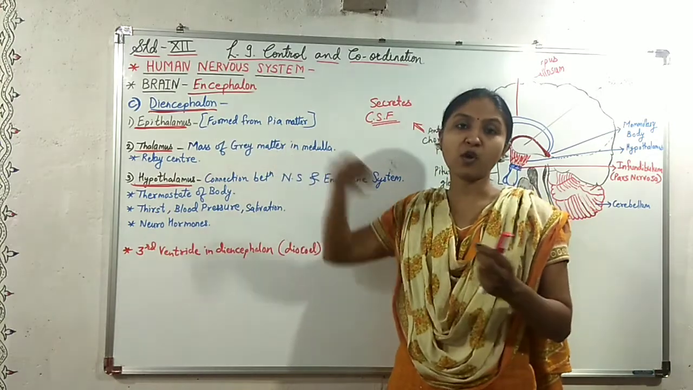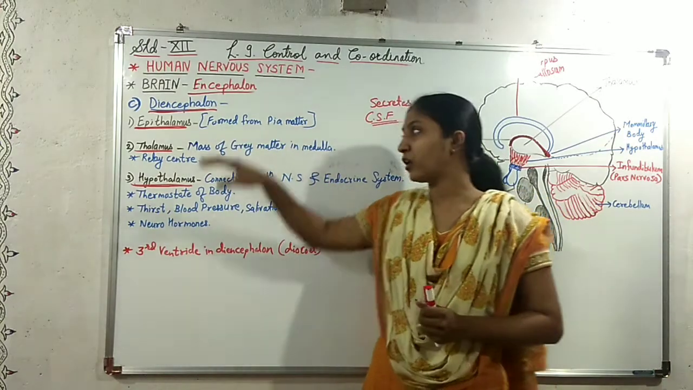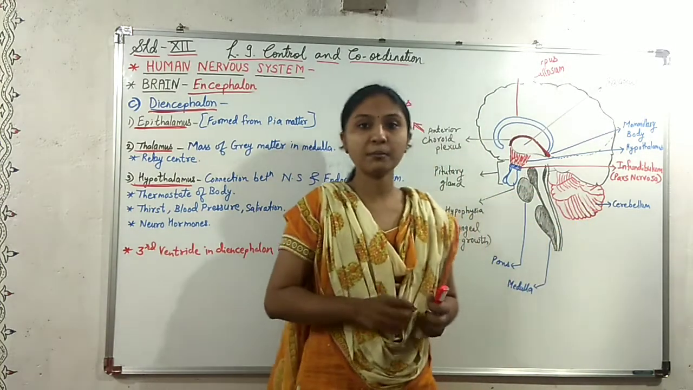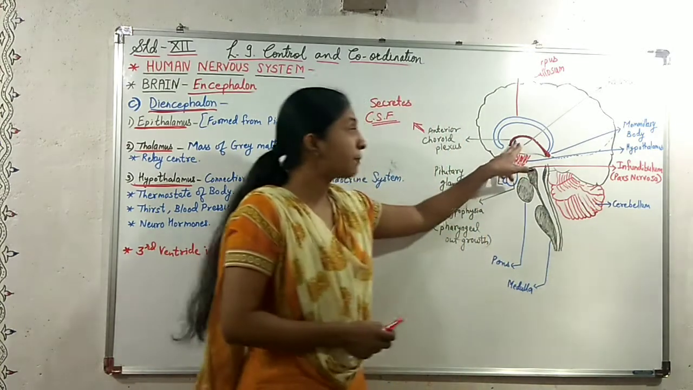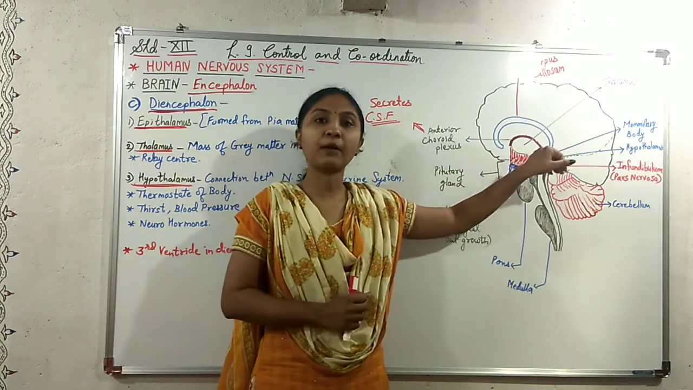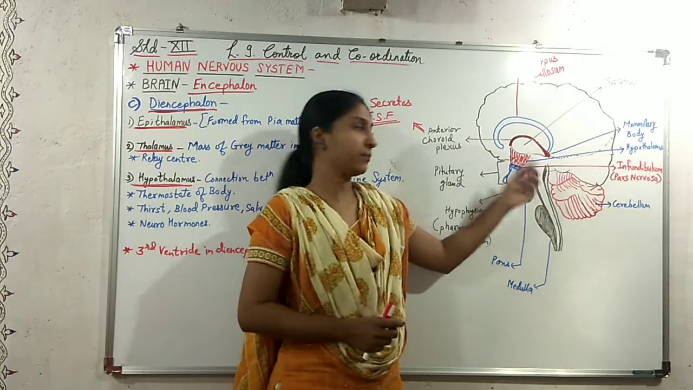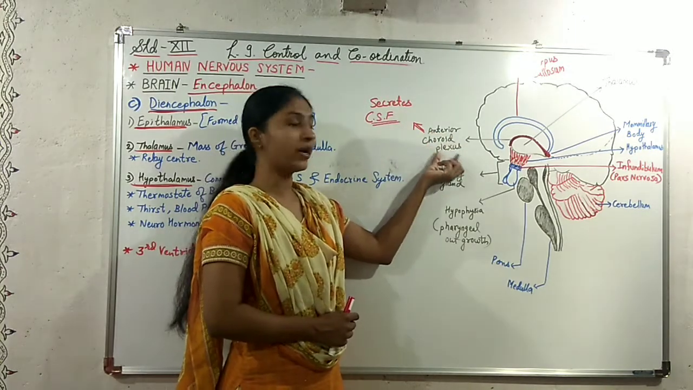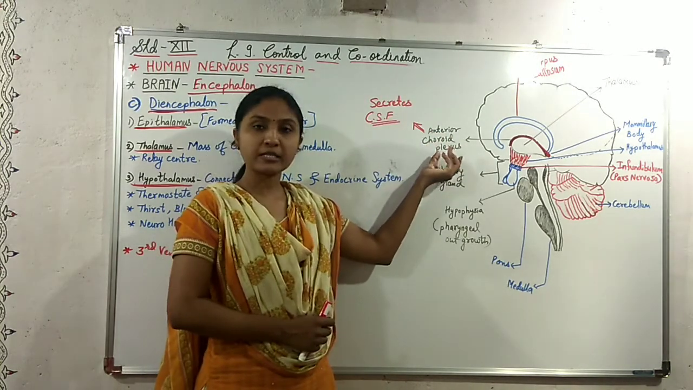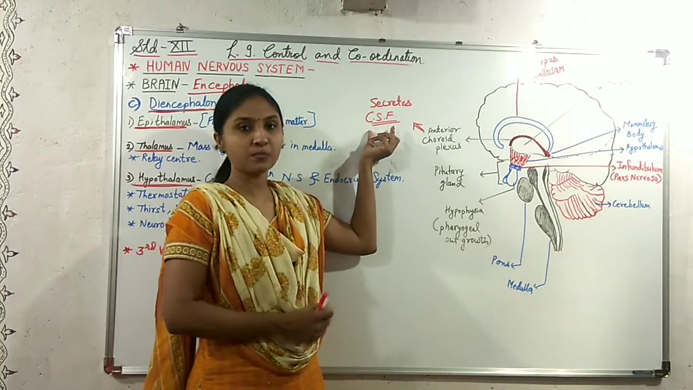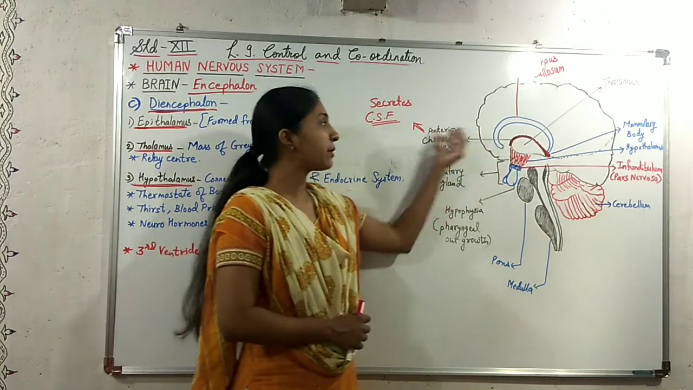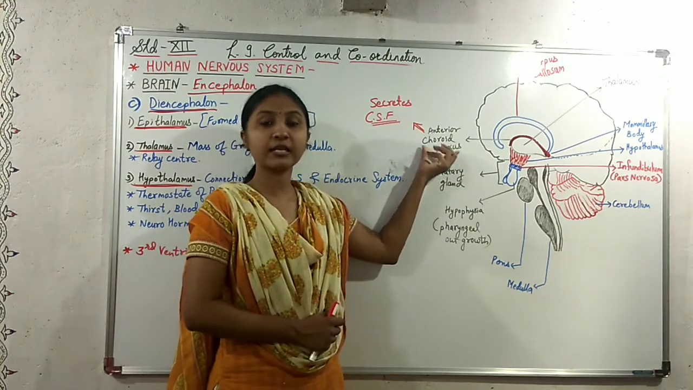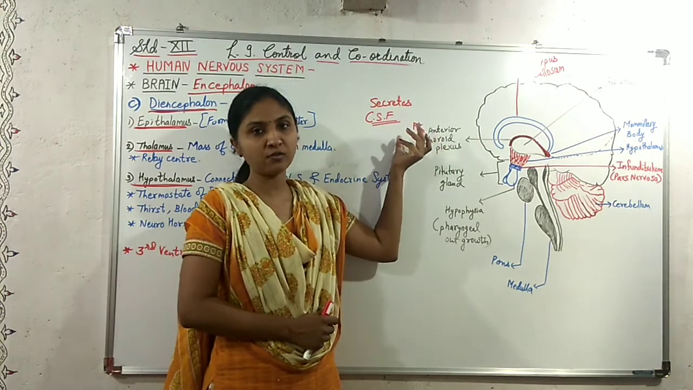The epithalamus forms the roof of the diencephalon and it is formed from the pia mater, the third and innermost layer of the meninges. So this epithalamus is formed from the pia mater and it is a vascular structure. The anterior part of the epithalamus is called the anterior choroid plexus. This choroid plexus secretes the cerebrospinal fluid.